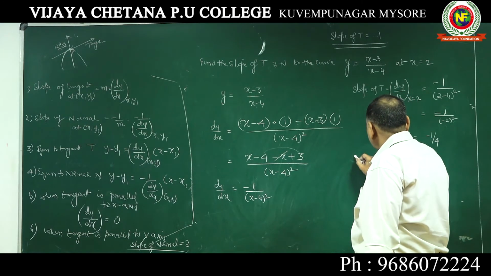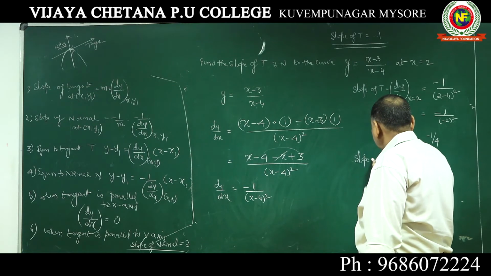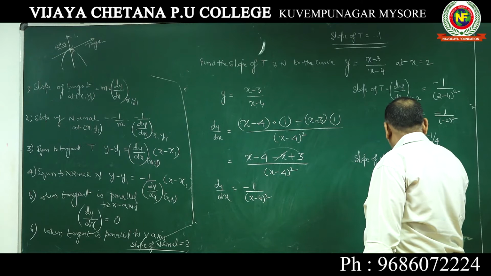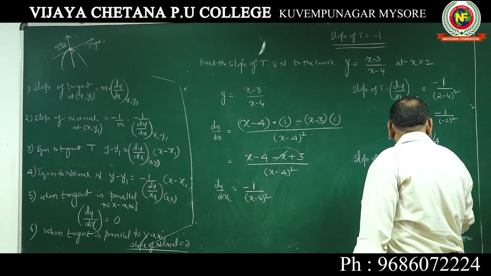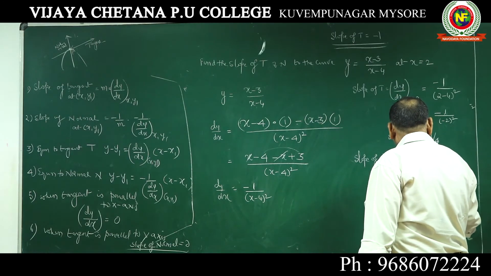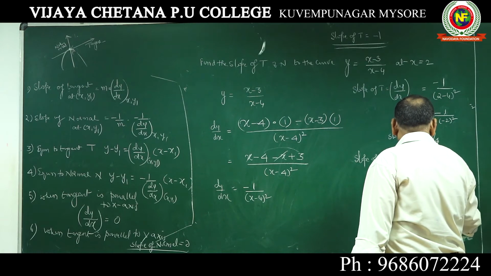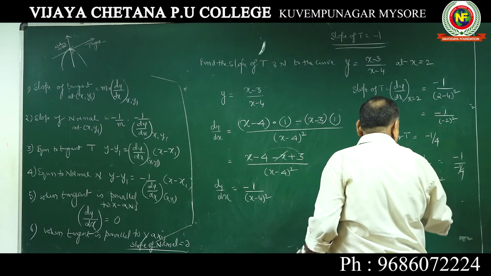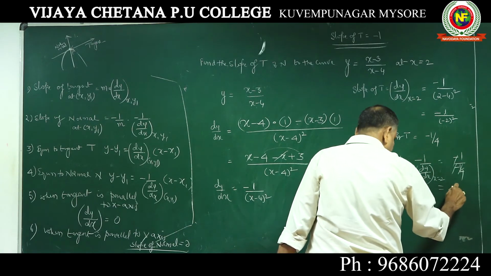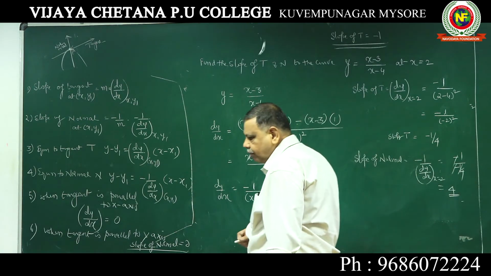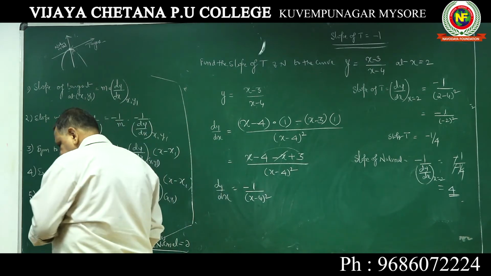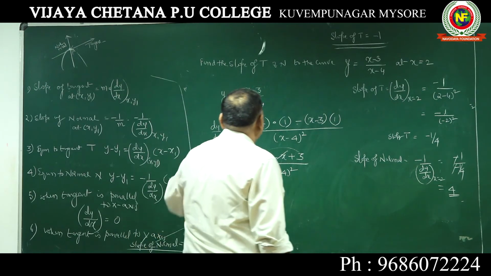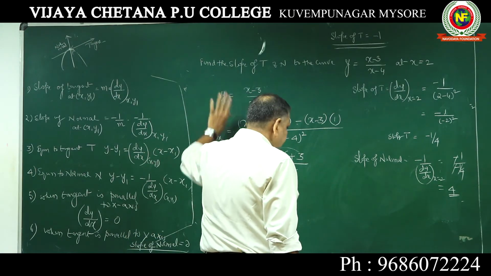Okay, slope of normal, I told you how to find out. Slope of normal is minus 1 by dy by dx at that particular point x equal to 2, that is minus 1 by minus 1 by 4, which I have already found out, and answer is 4. Slope of normal is 4, slope of tangent is minus 1 by 4. Very important problem for examination.